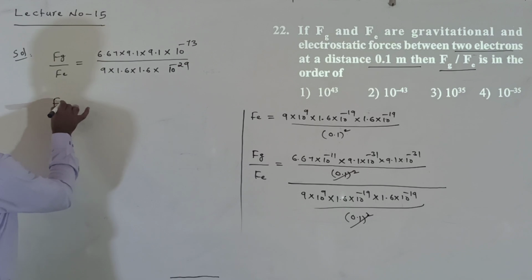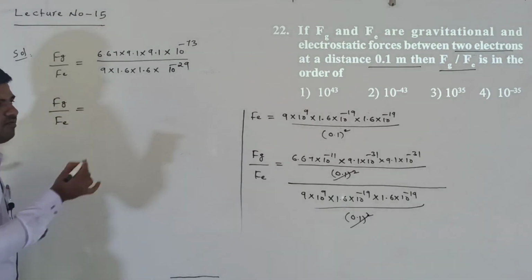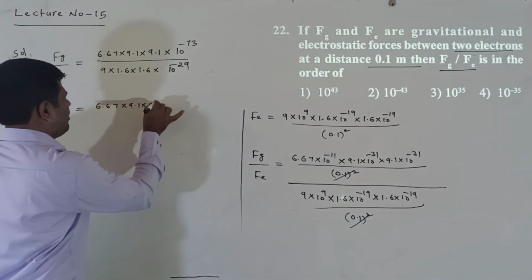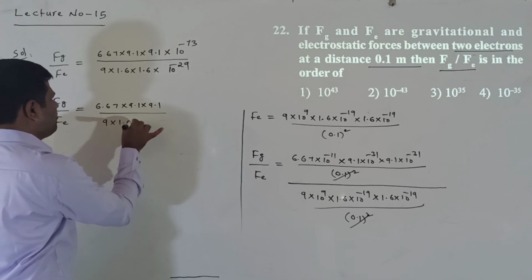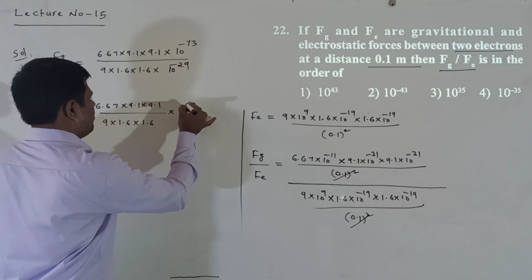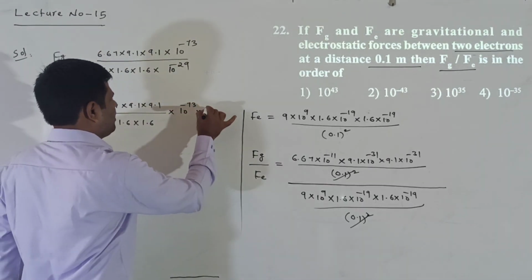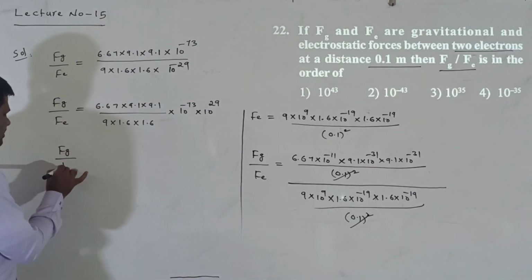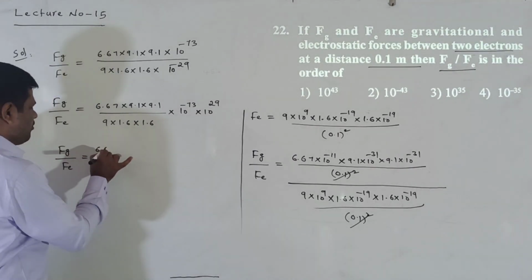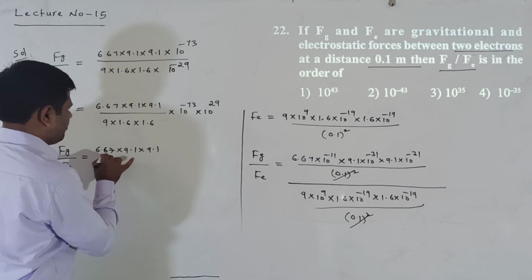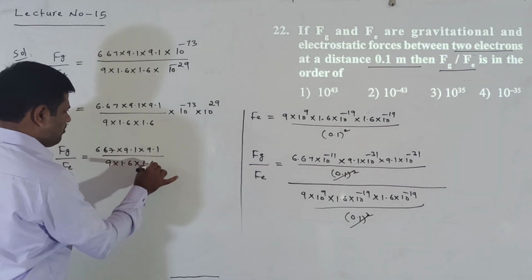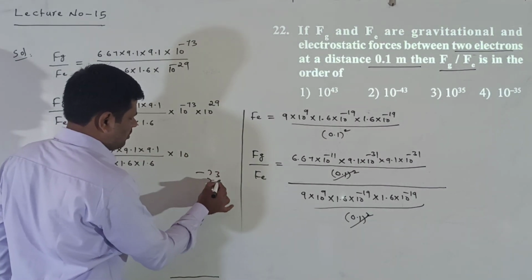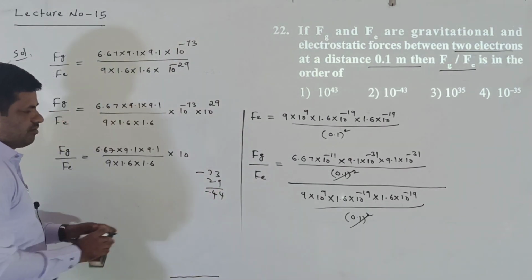Okay. Now Fg by Fe is order, meaning power, that is asked, so we look at the near-about value. 6.67 × 9.1 × 9.1 over 9 × 1.6 × 1.6, times 10^-73, with 10^-29 taken into the numerator. Now Fg by Fe is equal to 6.67 × 9.1 × 9.1 over 9 × 1.6 × 1.6 times 10^(-73+29), which is 10^-44.